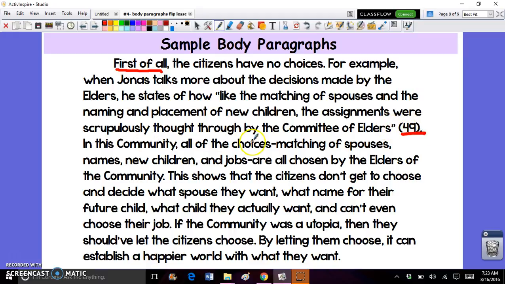In this community, all of the choices, matching of spouses, names, new children, and jobs, are all chosen by the elders of the community. This shows that the citizens don't get to choose and decide what spouse they want, what name for their future child, what child they actually want, and can't even choose their job. If the community was a utopia, then they should have let the citizens choose. By letting them choose, it can establish a happier world with what they want.